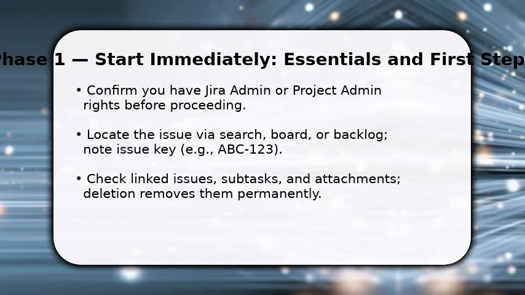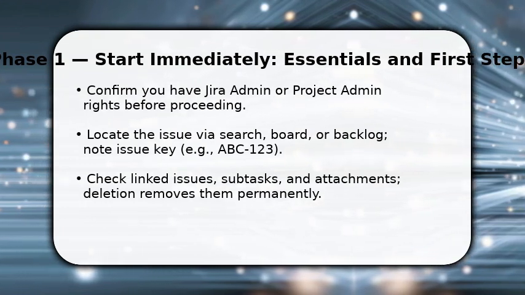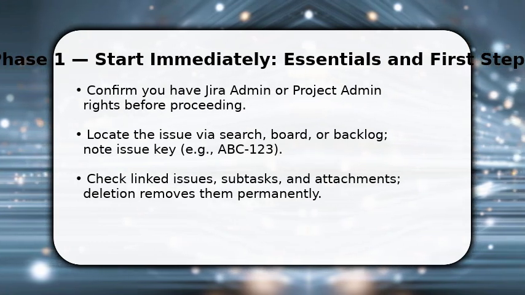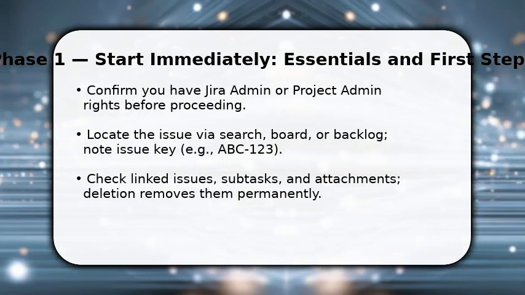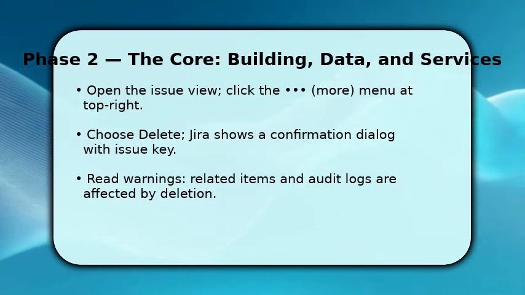Also, inspect linked issues, subtasks, and attachments. Deleting an issue removes related data. Once those checks are done, proceed to the issue view so you can access the options menu and take the first actionable step. Open the issue view and click the More menu in the top right.